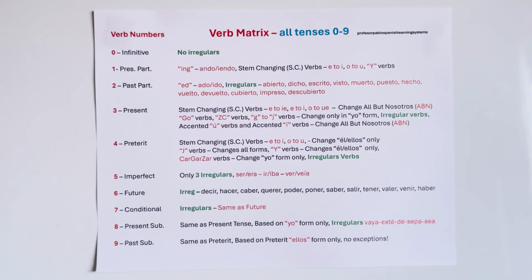So we can identify the verbs 0 through 9. If you know 3, you know 8. If you know 4, you know 9. 6 and 7 are a piece of cake. Infinitive, simple. Present participle 1, the ing, 2, the ado, ido, ed. And the imperfect and the preterite. Remember, if you say something and you identify it as in past, like the car broke down, now think about it. It's either going to be preterite or imperfect.